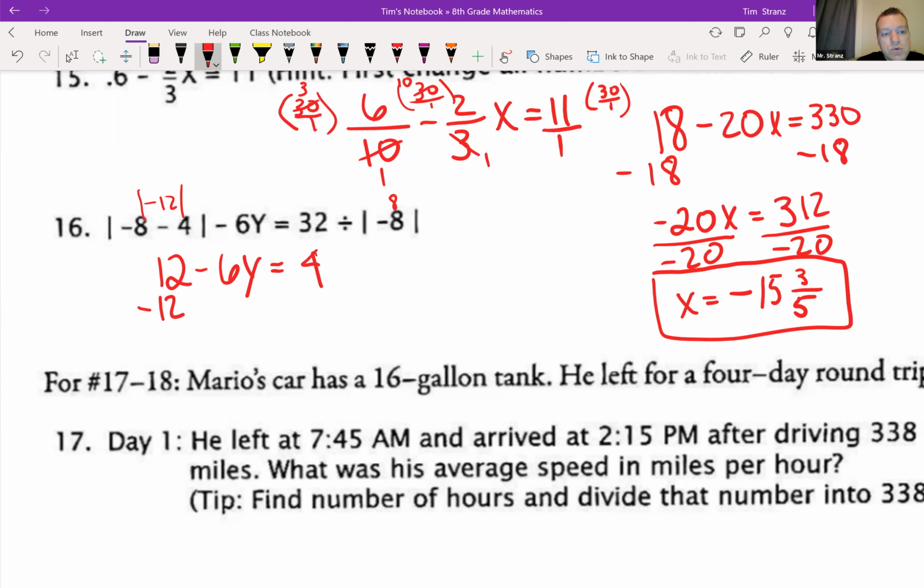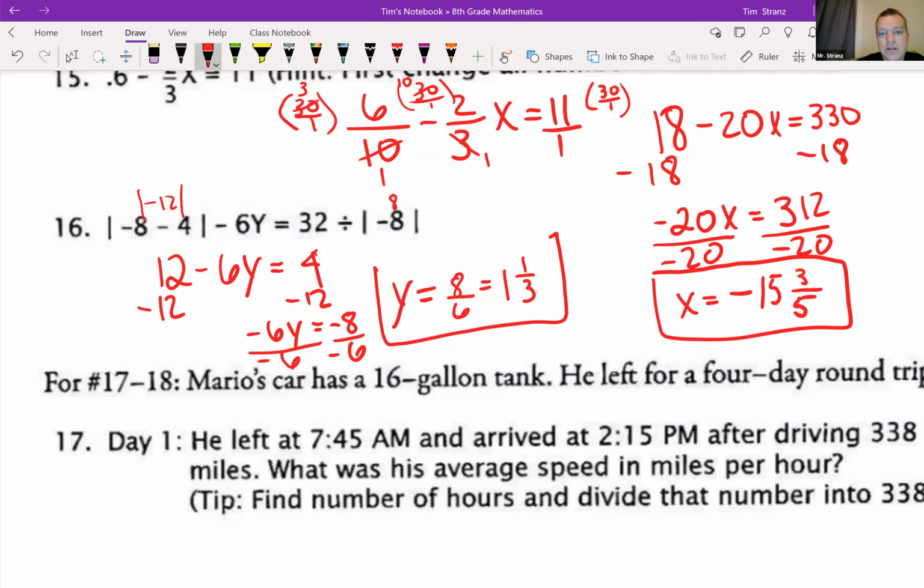Okay, if I subtract 12, negative 6y equals a negative 8. Divide by -6, -6, y equals a positive 8/6, which equals 1 and 2/6, which is 1 and 1/3. Okay, so number 16, 1 and 1/3. Again, somewhat of a strange answer to that one, but it is correct.